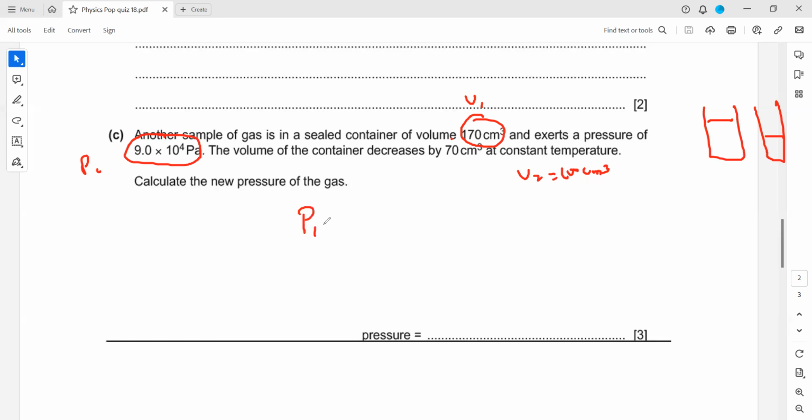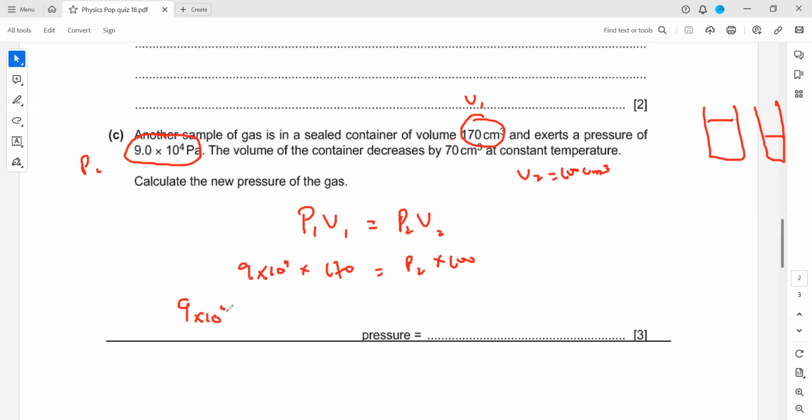And for the gas law, we'll use the formula P1 V1 equals P2 V2. So the first pressure is 9 × 10^4. The first volume is 170. The second pressure we don't know, and the second volume is 100. This 100 is divided on one side, so on the other side it will be multiplied.